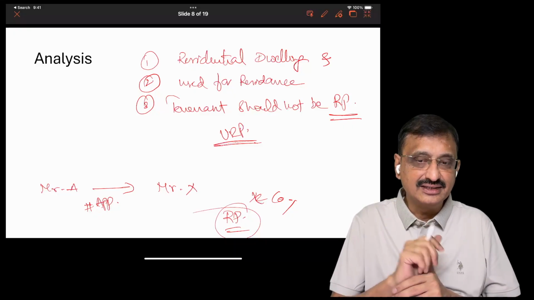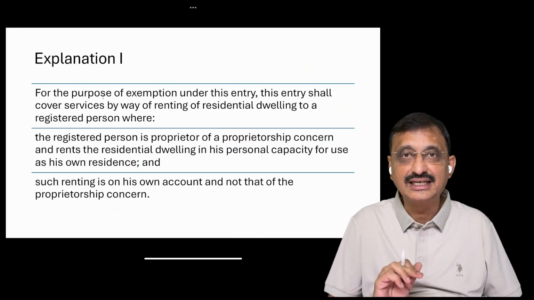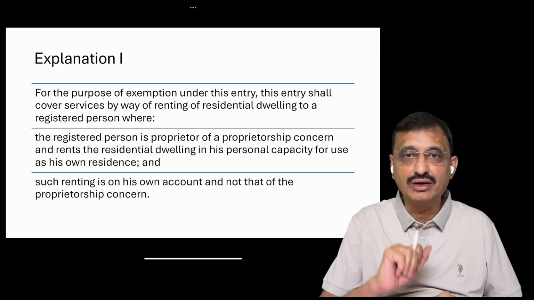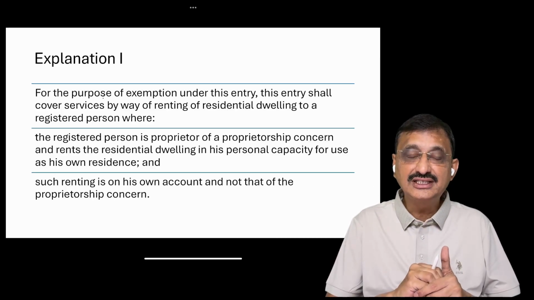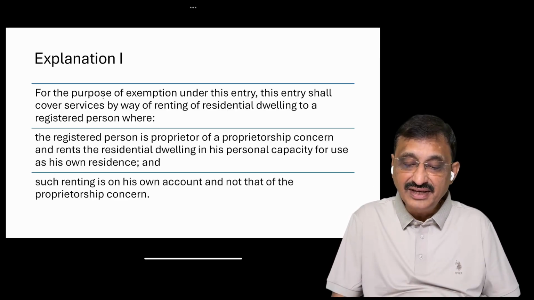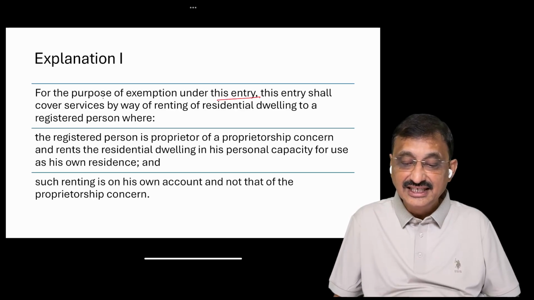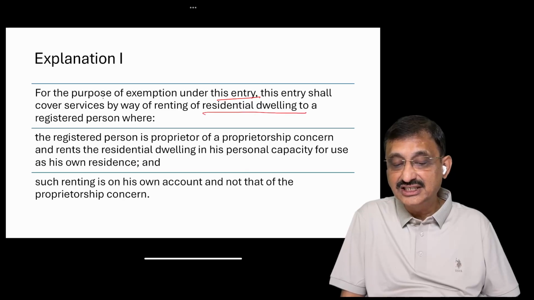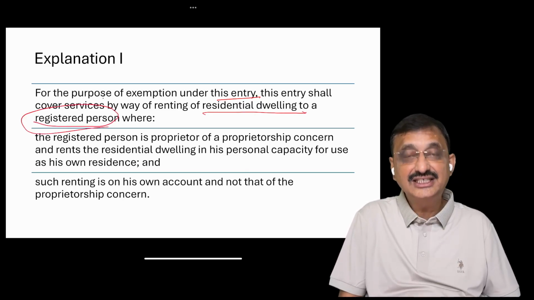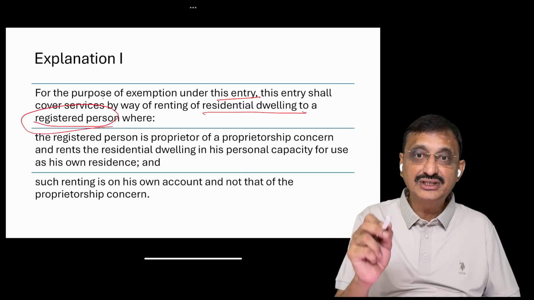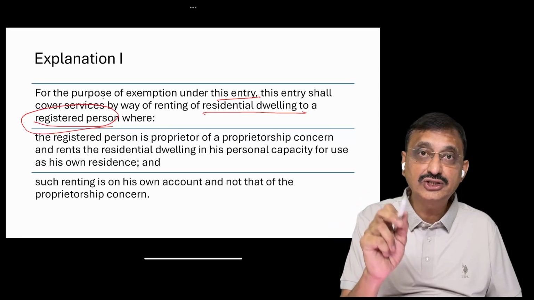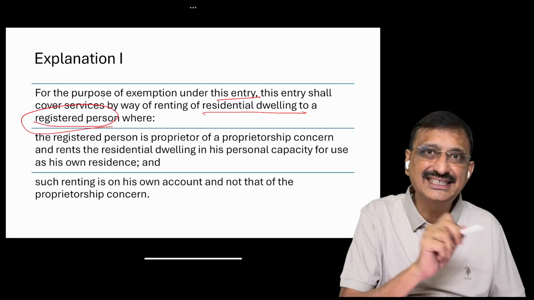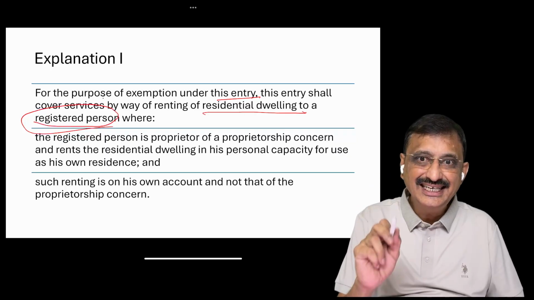But wait a minute. There is an explanation to this entry number 12. What does that explanation say? For the purpose of exemption under this entry, it shall cover service by way of renting of residential dwelling to a registered person. Means this exemption is available to a registered person also in some cases. What is that case?